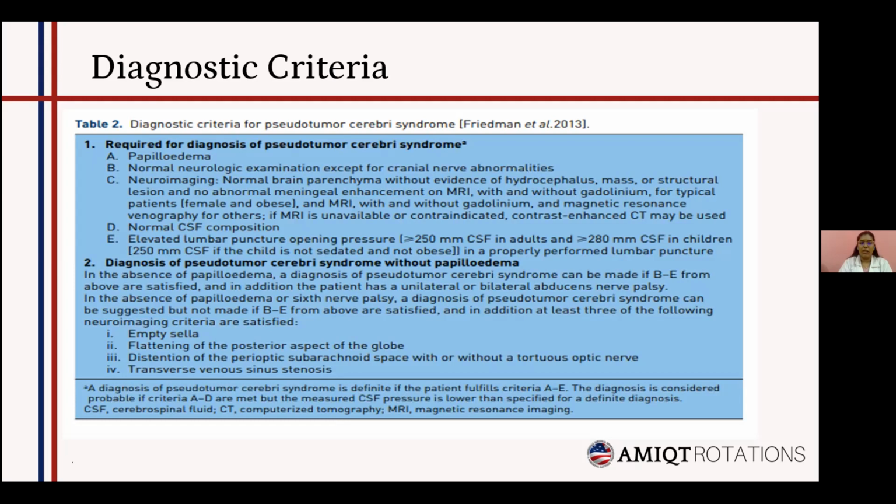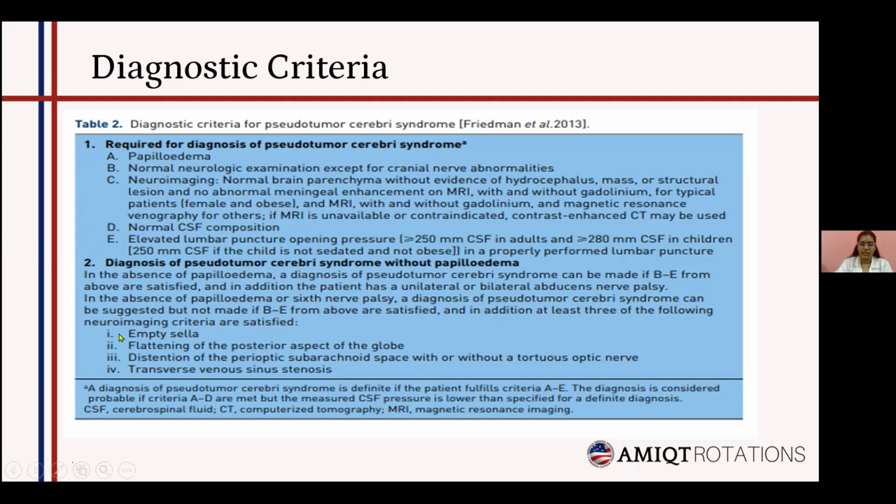So what if the patient comes under, the diagnostic doesn't have a papilledema or a sixth cranial nerve palsy, but satisfies all the rest of the other criteria from B, C, D, and E, then we can categorize them and/or diagnose them as a pseudotumor cerebri syndrome if the neuroimaging criteria is satisfied.